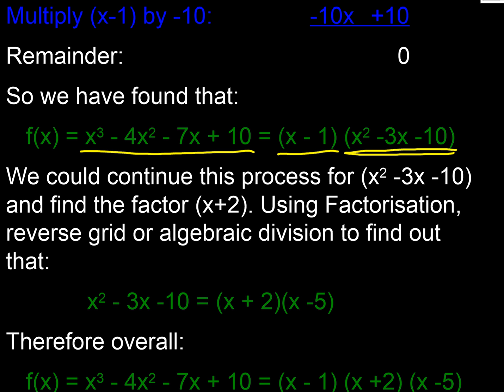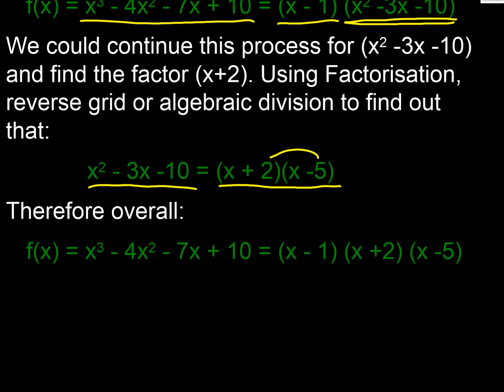And we could quite quickly down here see that x squared minus 3x minus 10 could be factorised into x plus 2 times x minus 5. Yeah, because those two multiplied together give us minus 10, and those two added together give us minus 3. And therefore, we fully factorised this expression into these three factors. And that's what we wanted to achieve, yeah?